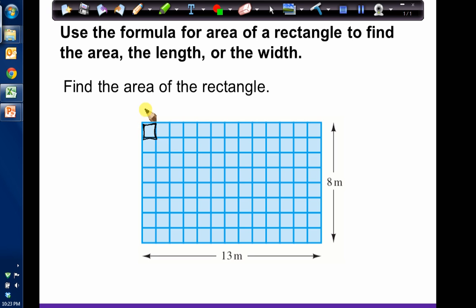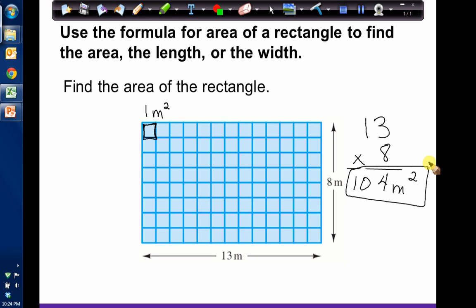Because the area is 1 meter by 1 meter. This is 1 square meter. Okay, 1 square meter. And then we can count up how many 1 square meter blocks we have. Okay, but that's going to take a long time. But we do know that we have 8 rows of 13 blocks. So instead of counting, we can just multiply 8 times 13 and get 104, and then we know we have 104 square meters.